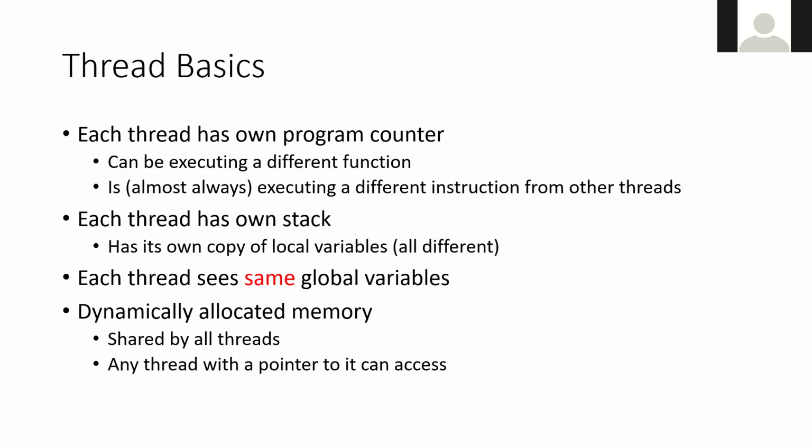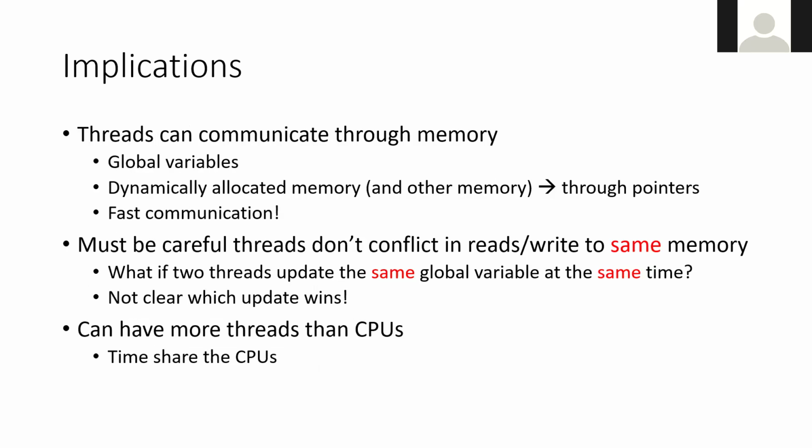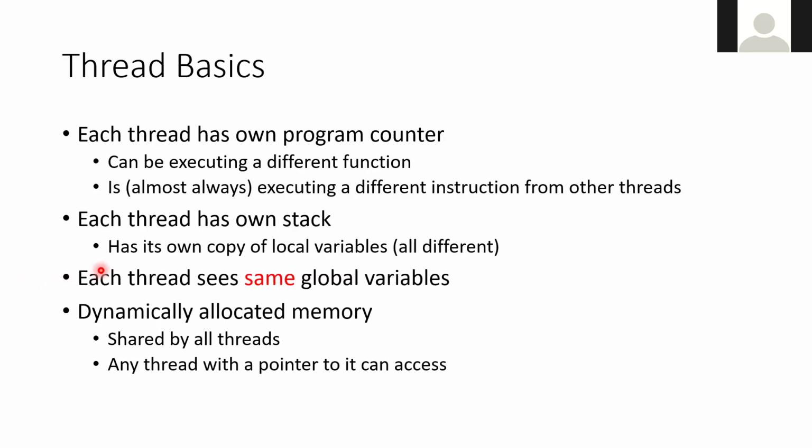They also see the same dynamically allocated memory. If you're accessing your memory through pointers, all of those are treated the same as the global variables. They're shared by all threads. And that's why these things can be used for your communications between threads.